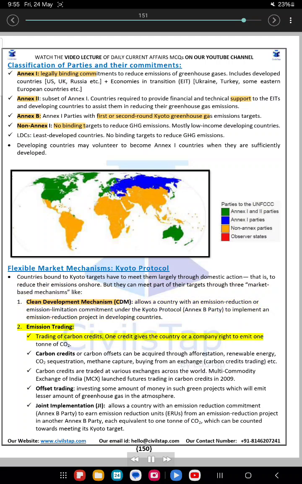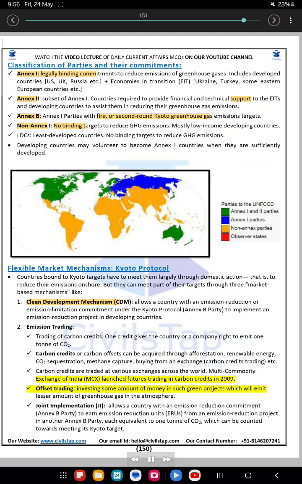2. Emission trading, trading of carbon credits. One credit gives the country or a company the right to emit 1 ton of CO2. Carbon credits or carbon offsets can be acquired through afforestation, renewable energy, CO2 sequestration, methane capture, buying from an exchange, carbon credits trading, etc. Carbon credits are traded at various exchanges across the world. Multi-commodity Exchange of India (MCX) launched futures trading in carbon credits in 2009.